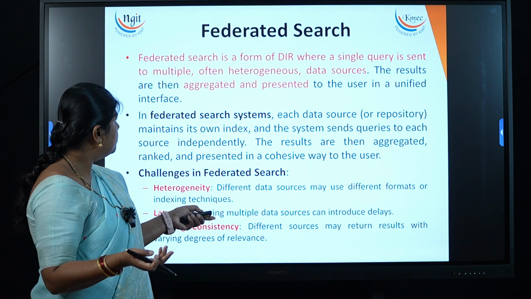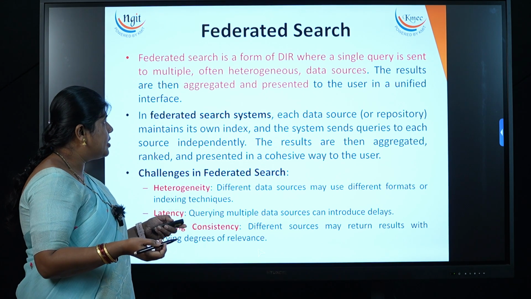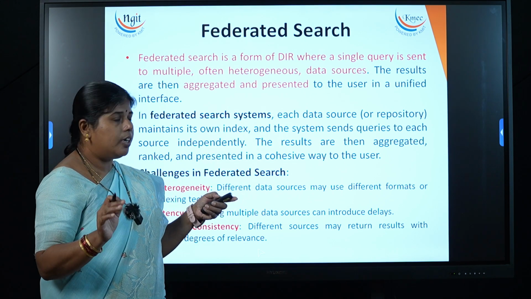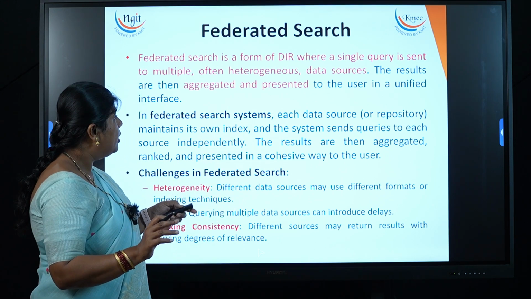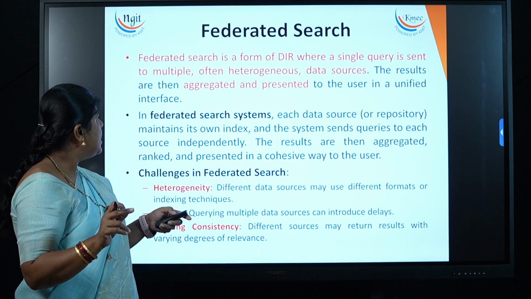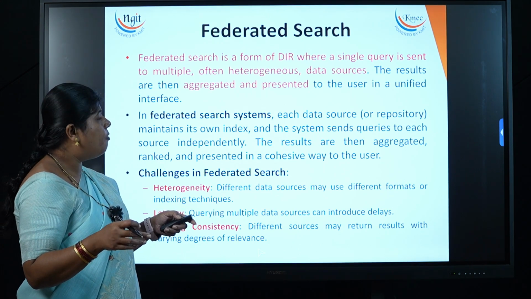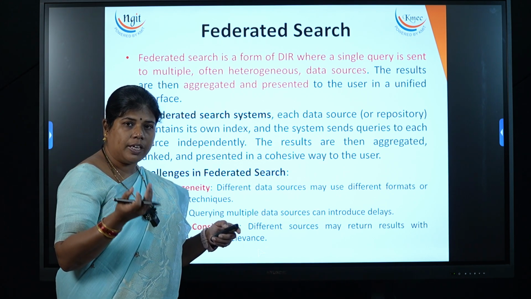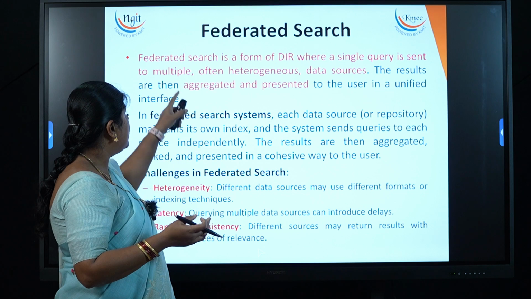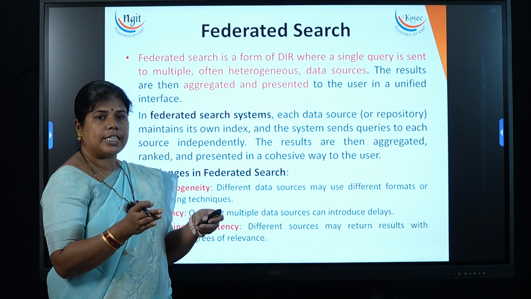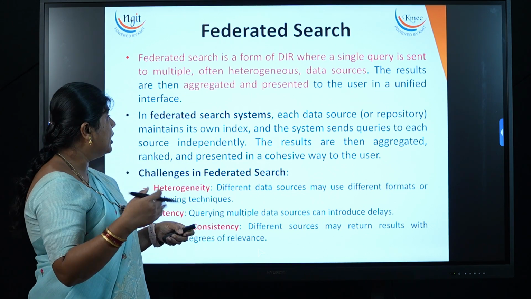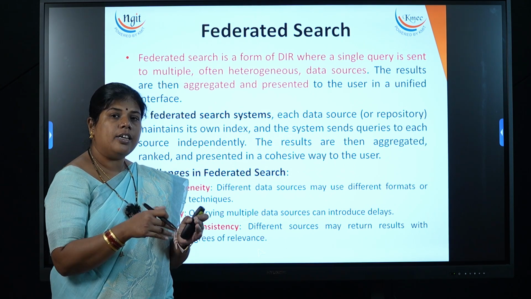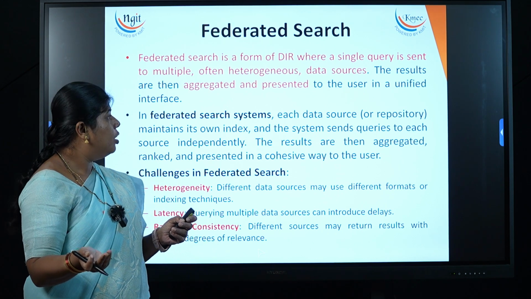Now, what do you mean by federated search? Federated search is a type of distributed information retrieval where a single query is sent to multiple, often heterogeneous, data sources. It means there is only one query, but I am giving that query to heterogeneous data sources, where each data source contains a different kind of information, and finally I will aggregate the results, and present that result to the user.